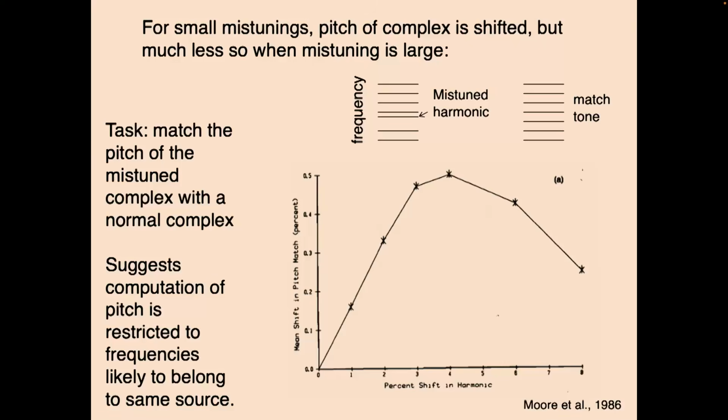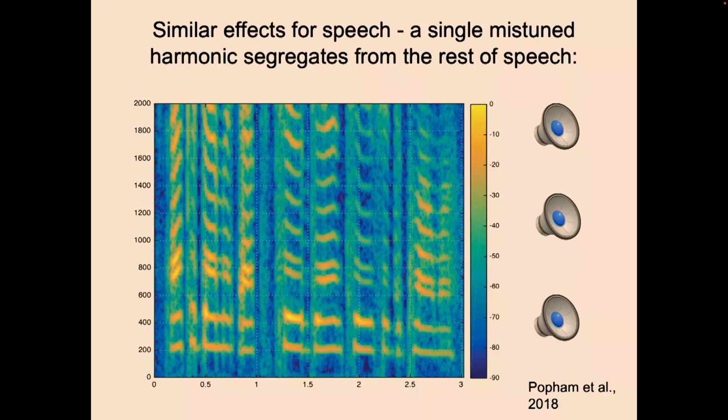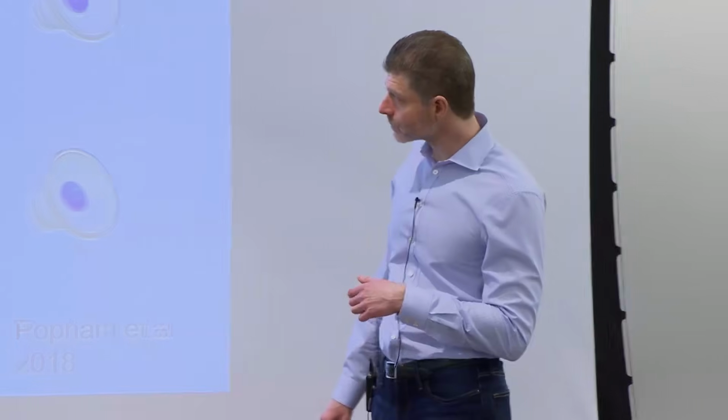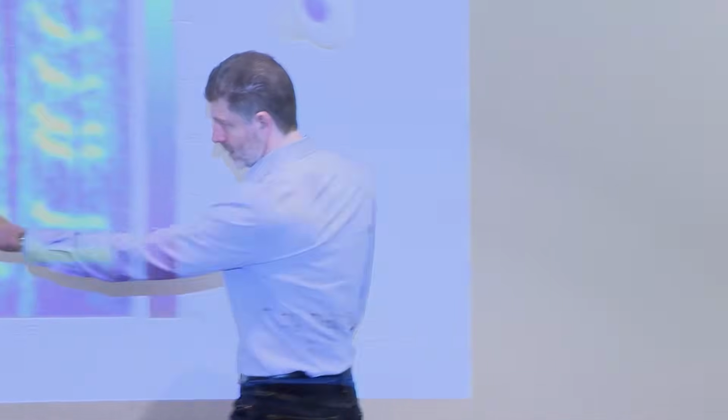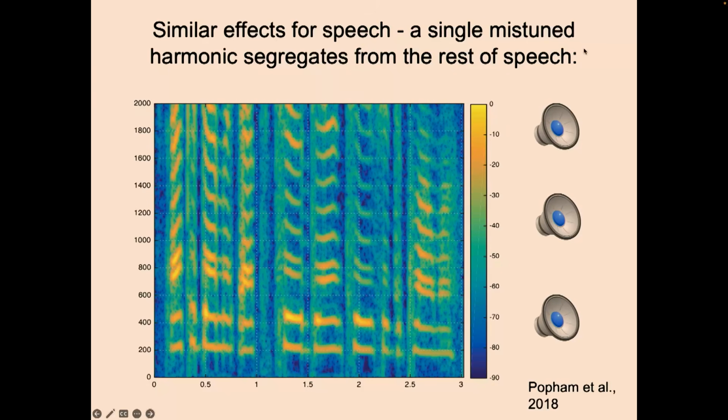Okay, so this effect of grouping via harmonicity is not specific to these kind of funny synthetic tones. It also works for speech. This is a spectrogram of a speech signal, and you can see these horizontal stripes. These are the harmonics that exist in voiced speech. And again, speech is usually pretty fused. So here's how it sounds.